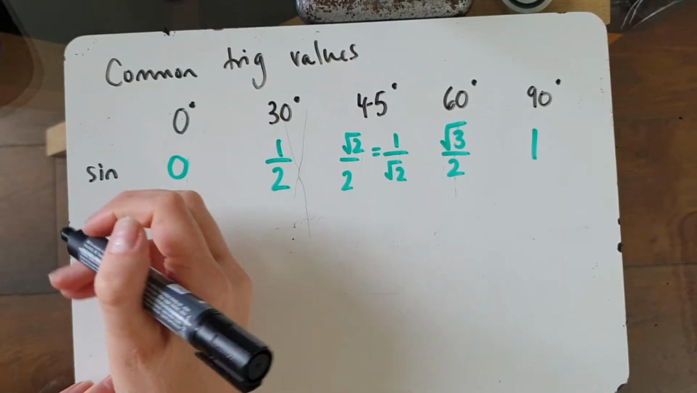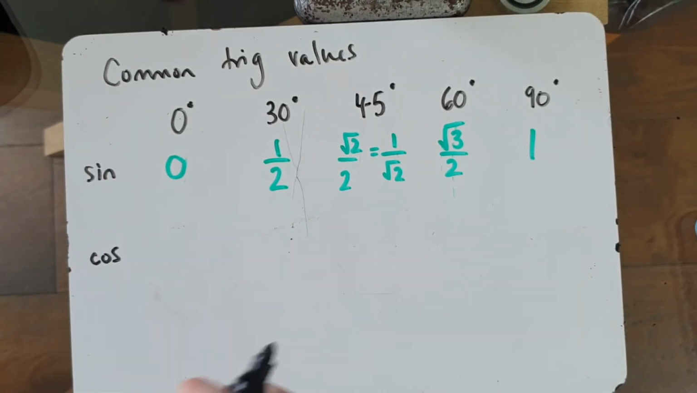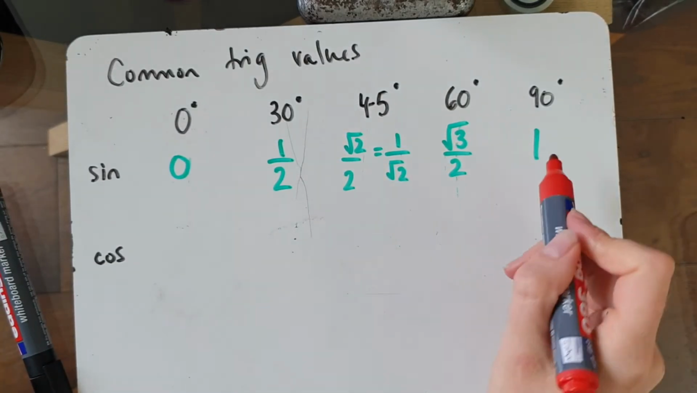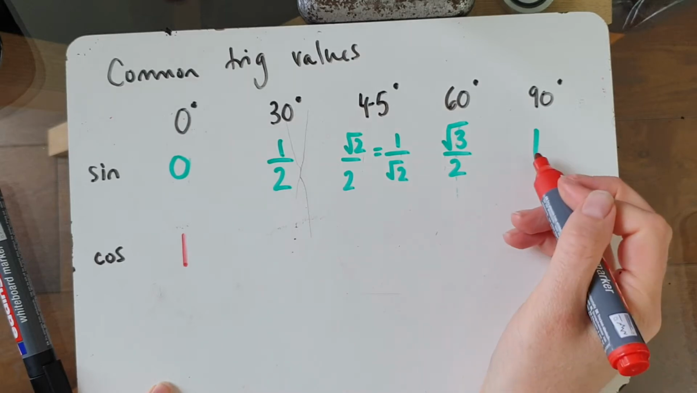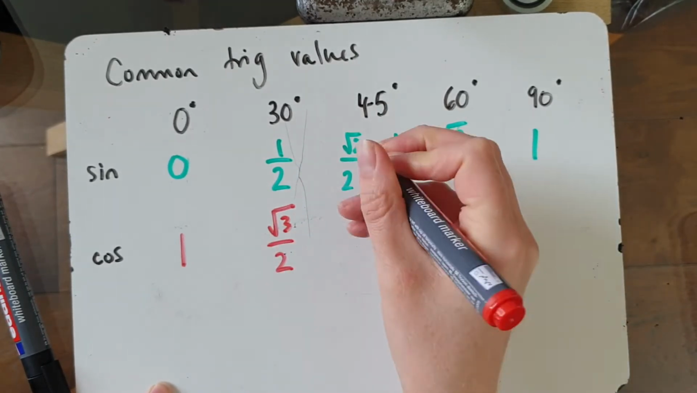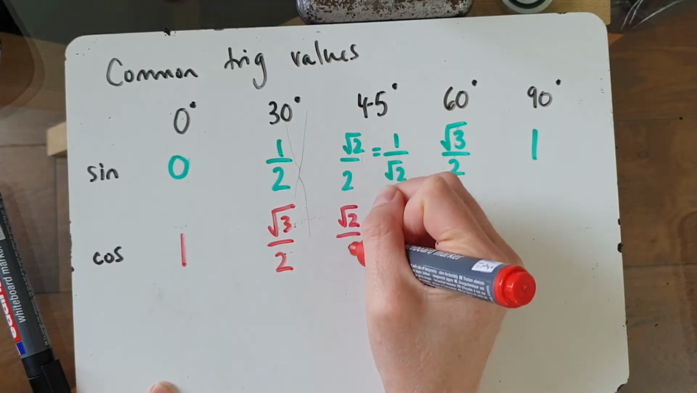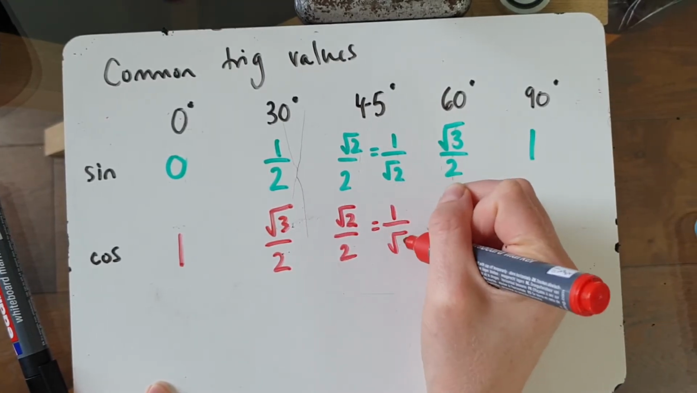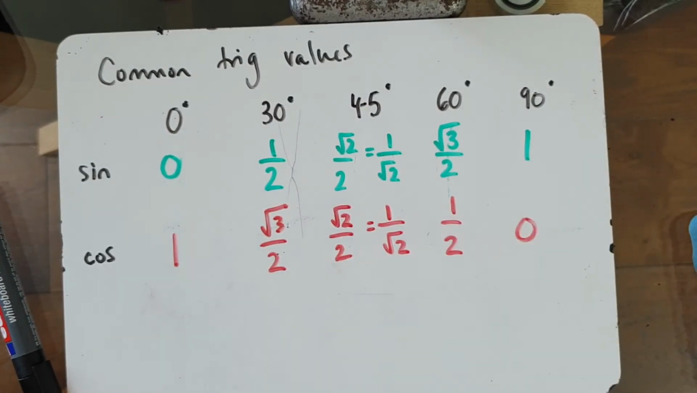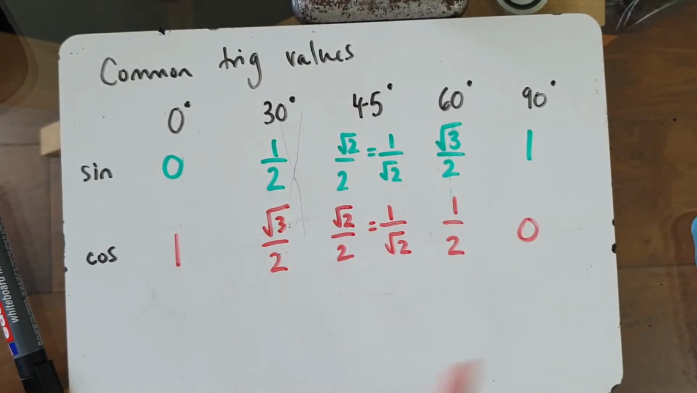If I want to do cos, it's exactly the same values, but I reverse them. So I'm going to write them backwards. So 1, then root 3 over 2, then root 2 over 2, or 1 over root 2, then a half, and then 0. So it's the same values of sine, but backwards.